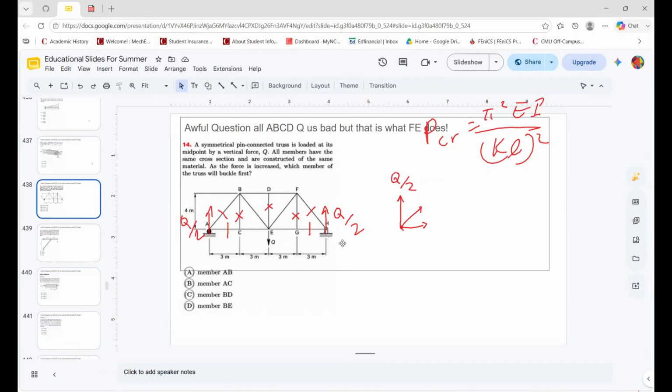Okay, now here's the thing. We already know what this has to be, which is Q over 2, in the opposite direction. Since that is, it's actually going to be this direction. So that internal force is compression, and for buckling to happen, it must be in compression. So AB can be in compression, no doubt about it.